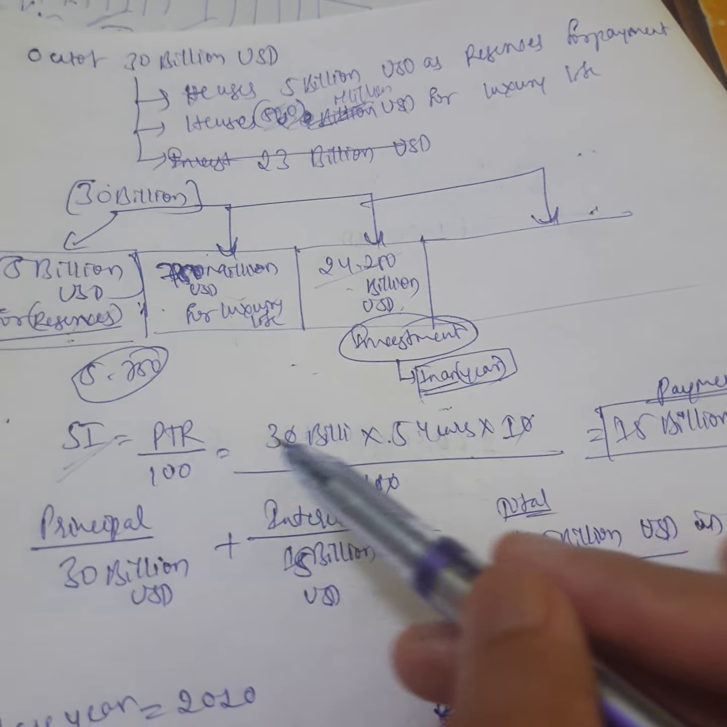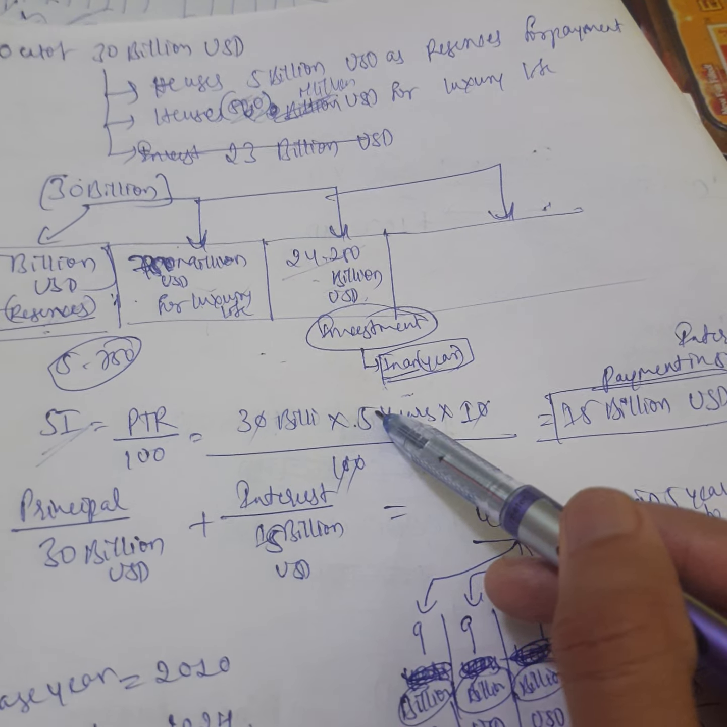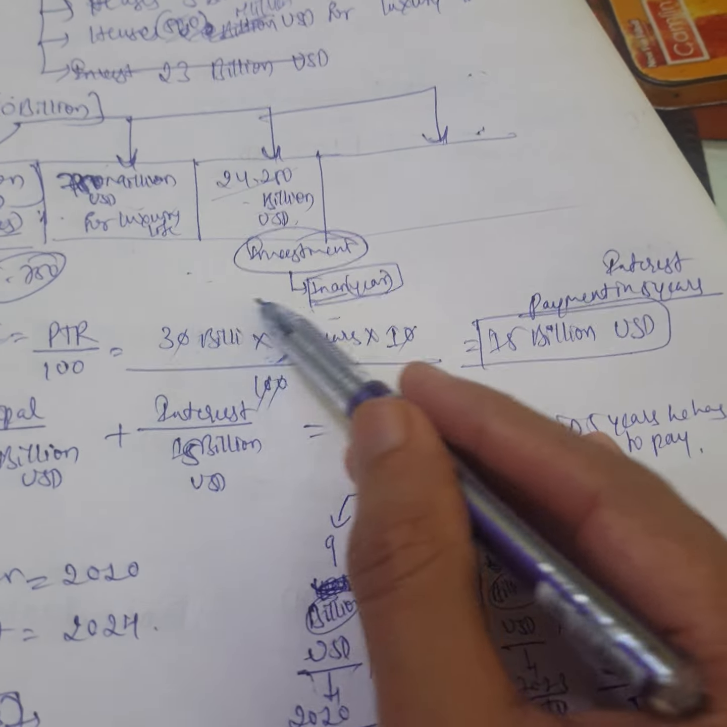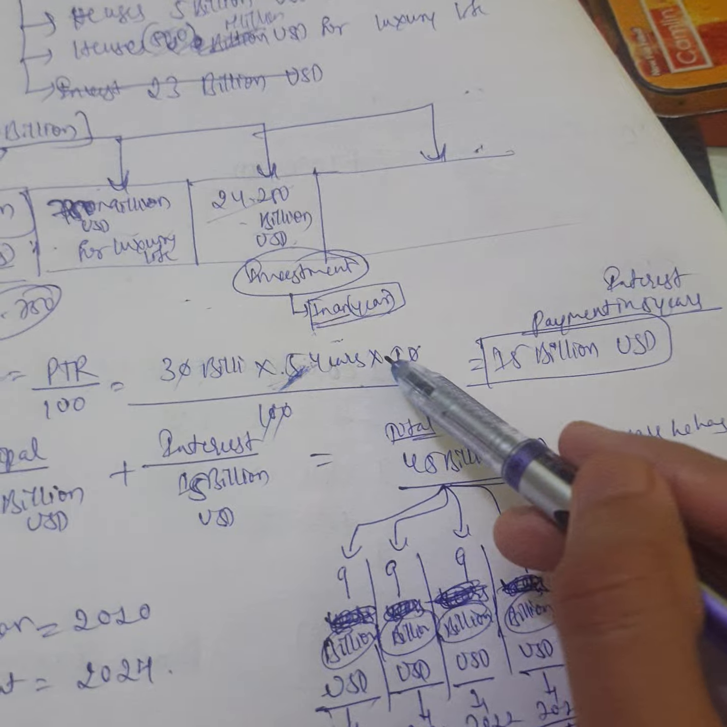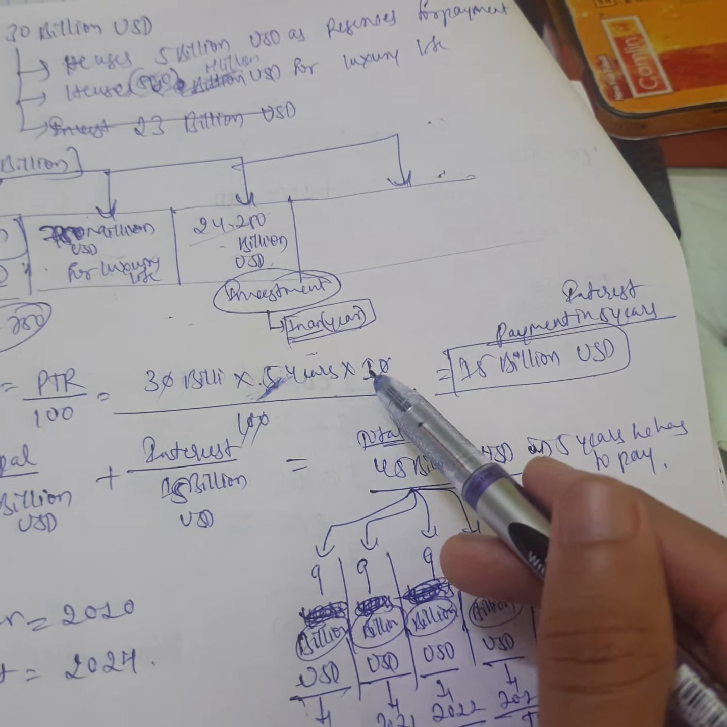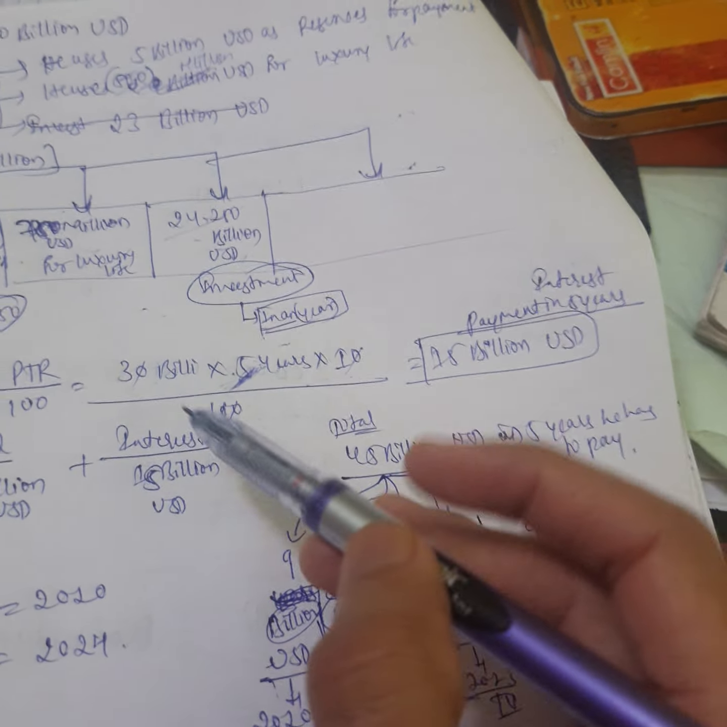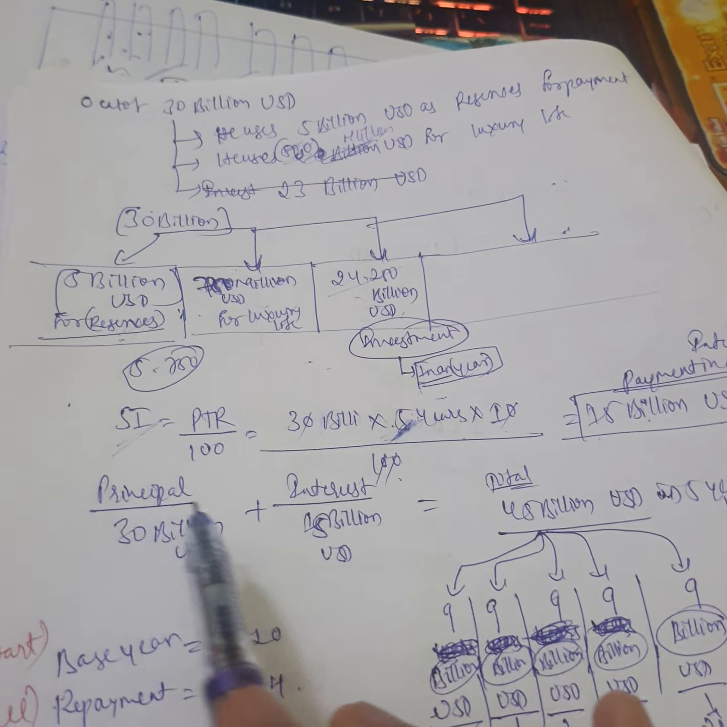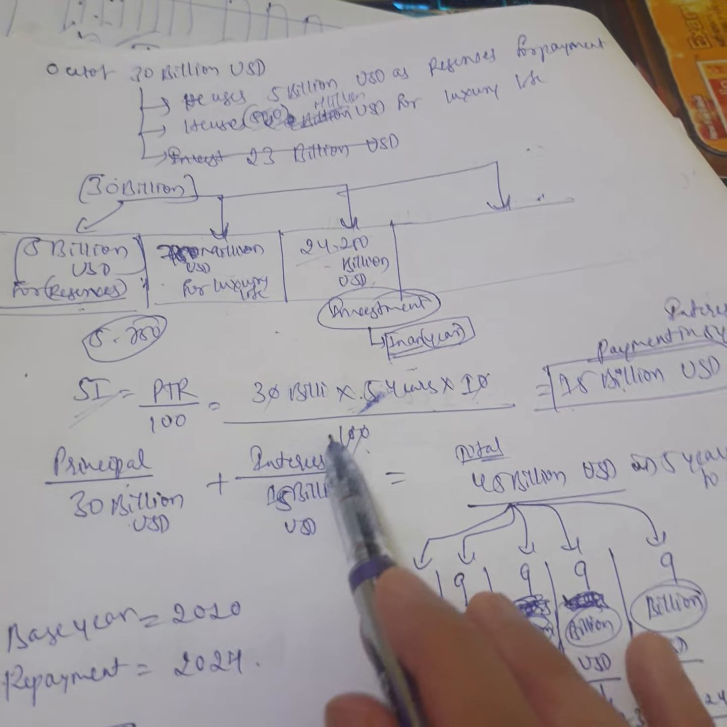Simple interest: PTR upon 100, with 30 billion for 5 years. For 5 years he has taken the loan, and per annum he decided he will return the 30 billion plus interest. The rate of interest is 10%; in America it's somewhat less, I think. So 15 billion USD interest he has to pay. Principal is 30 billion, interest is 15, total is 45. That is divided over 5 years: 9 billion USD each year.